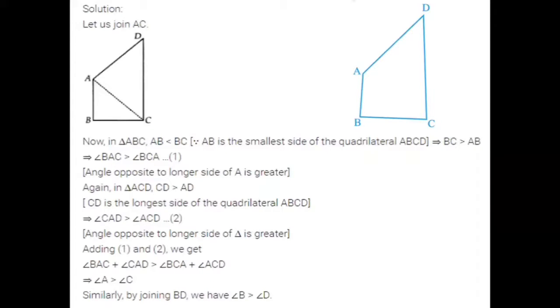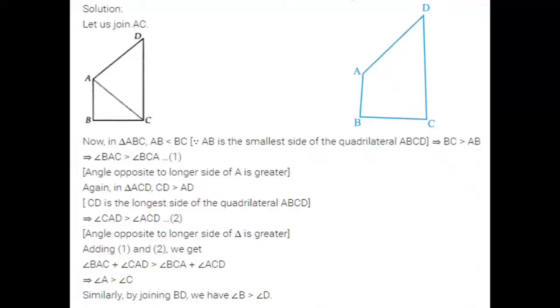What I've done is first join A to C. Now in triangle ABC, if you could observe, AB is smaller than BC because it is already mentioned that AB is the smallest of all the sides. So I can conclude that AB is smaller than BC, or in other words, BC is greater than AB. Now, if I take the angles opposite to them, I can conclude that angle BAC is greater than angle BCA. Similarly, in the other triangle, that is triangle ACD, it is given that CD is the longest of all in quadrilateral ABCD. So in triangle ACD, I can say that CD will be greater than AD. So the angle opposite to them, that is angle CAD, will be greater than angle ACD.